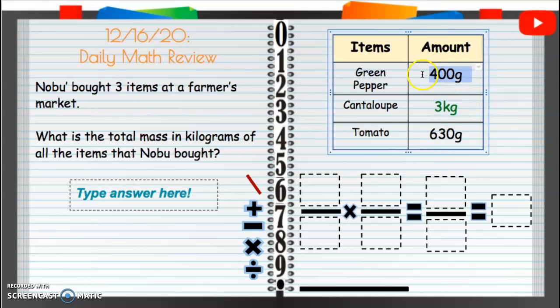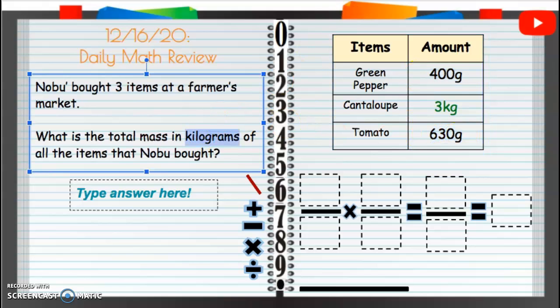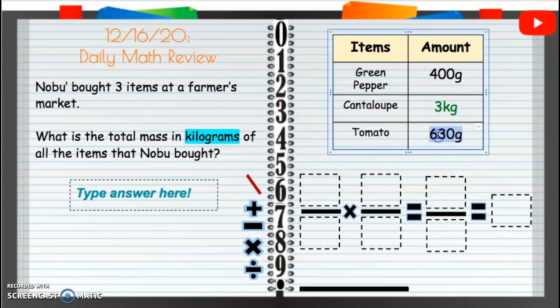But this one and this one, we need to convert from grams to kilograms. So 400 plus 630 is what we're going to start with, and then we'll add on the 3 after. So 400 plus 630. If we have 630 plus 400, 6, 7, 8, 9, 10, so 1,030. 1,030 grams, and we're going to put that over 1.